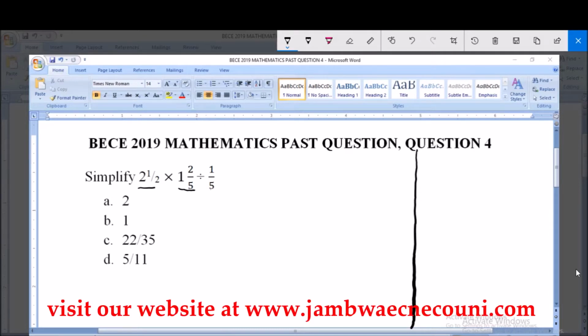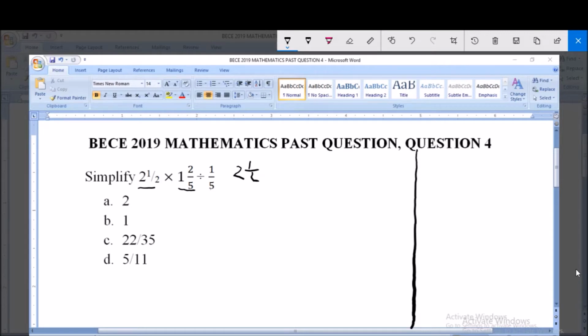Now the first one is 2 1/2. We have to convert it to an improper fraction. 2 1/2 is the same as 2 plus 1/2, like I told you, a whole number part and a fractional part. Now for us to convert this 2, which is a whole number, to a fraction, what do you do? You multiply this 2 by the denominator, which is 2, and also divide it by that same denominator 2, then plus your 1/2.